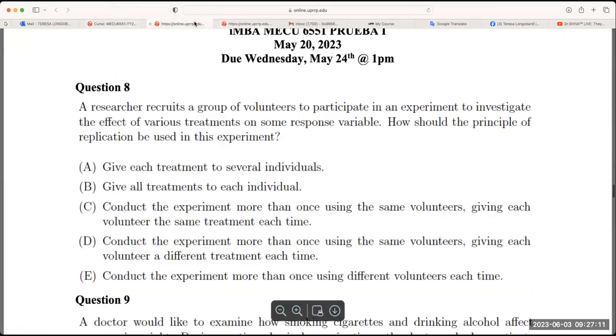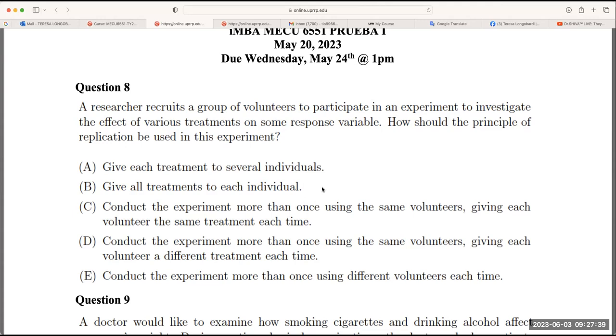Oh, over here. So give each treatment to several individuals, which is, I guess, true now that I've shown you that, right? So you want to make sure there's enough individuals in the control group and enough individuals in the treatment group, or however many treatment groups you have. So that is the best answer, but it doesn't mention anything about groups here. And that's maybe what threw people off, and they thought there needed to be a longer answer. But this is obviously not correct.